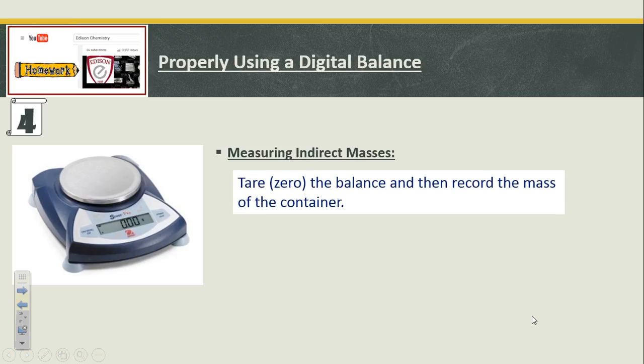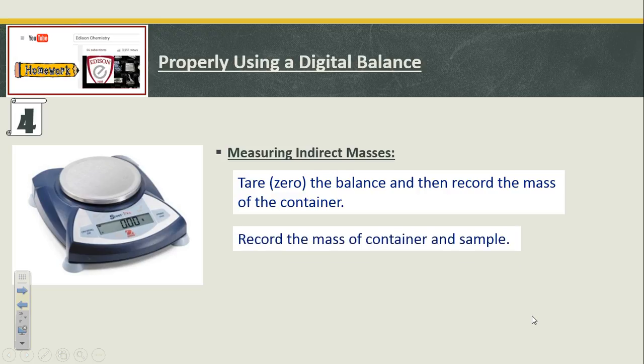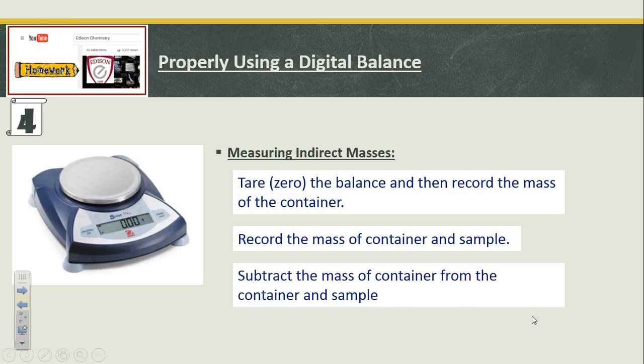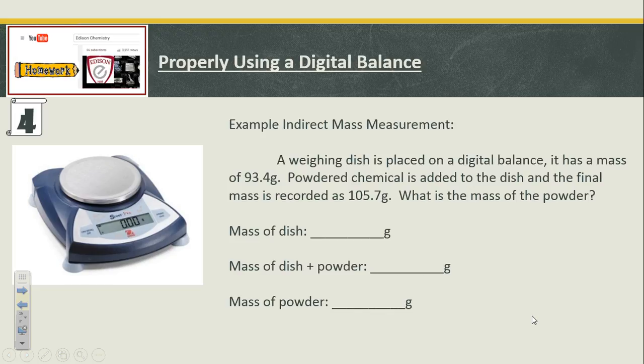You tare the balance to 0 and then record the mass of a container. So if I have to measure a powder out, which you will do this year, you have to put the powder into something. Well, that container has a mass in itself, so you have to zero the balance on the container. It's really important to record the mass of that container as well, just in case something goes wrong with the balance. You can backtrack and figure out mathematically how big your sample actually was. Subtract the mass of the container from the container and the sample. It's kind of like the volume by displacement, except you're going to subtract what the container weighed, which was the initial mass.